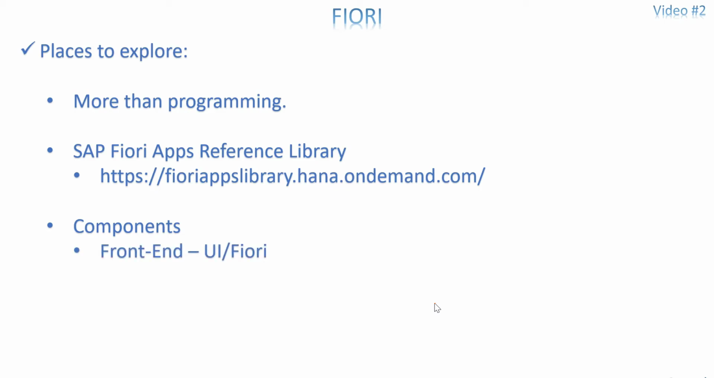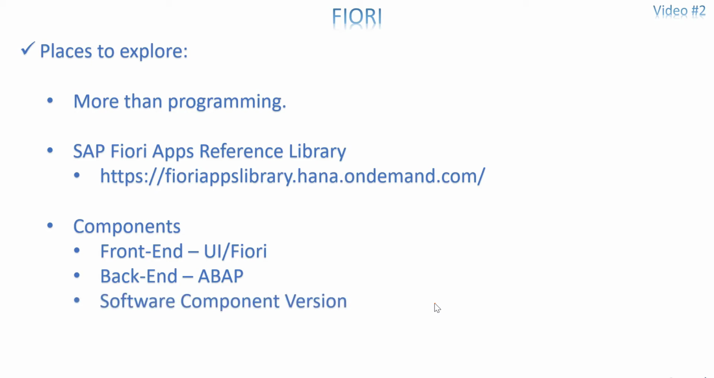The components are categorized into front end, where there is one component, and back end, which means more than one component is possible. Back end means the above component and the software component version. This is a very basic one. What are the software component versions of your system? Simply, what is your NetWeaver version? That is a very basic one, right? So we need to understand this information.